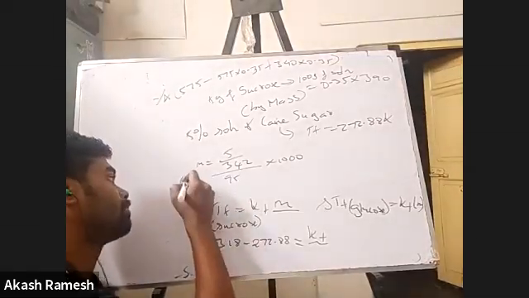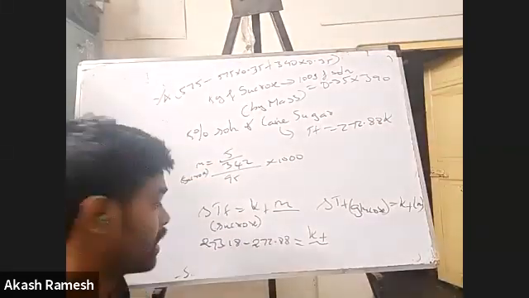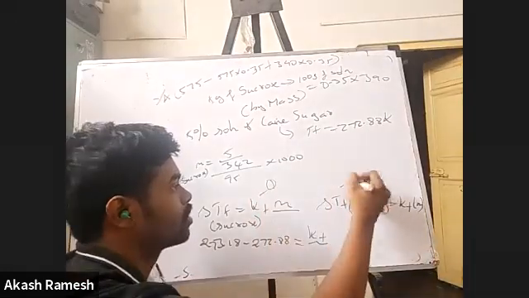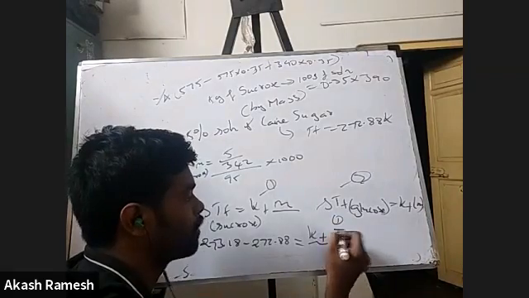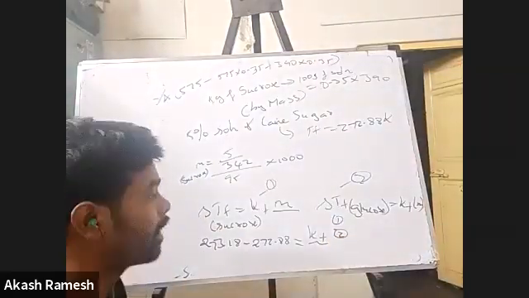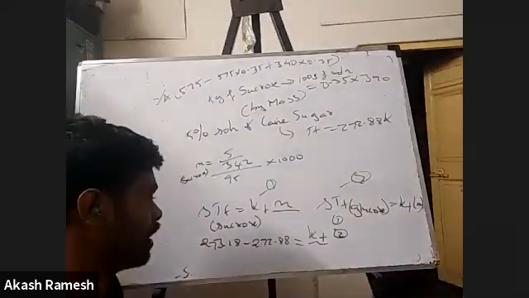Don't calculate. Why am I telling you not to calculate? There's a sense to it. Keep this equation as 1 and the other equation as 2, and just do 1 divided by 2. When you do 1 divided by 2, Kf will get cancelled, because you're doing the same thing.